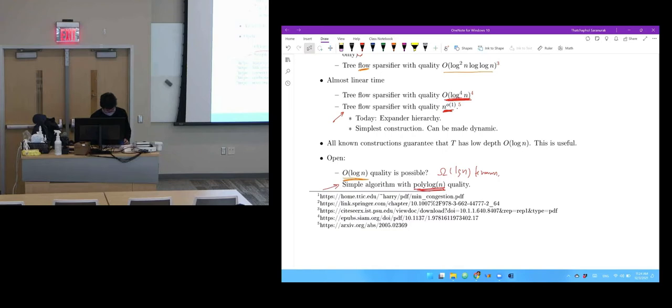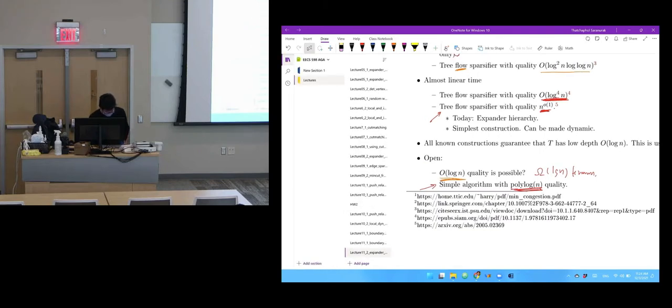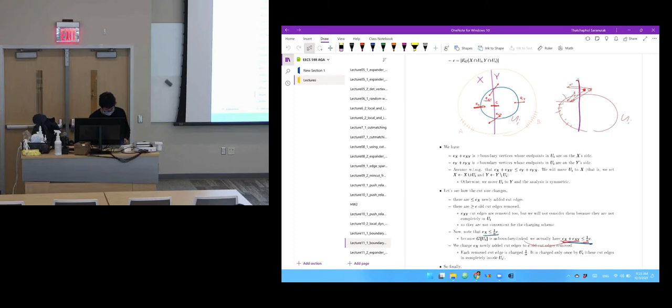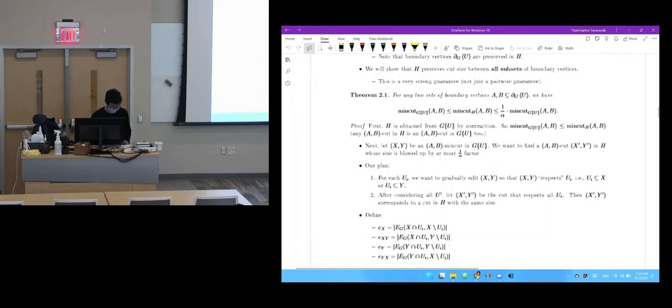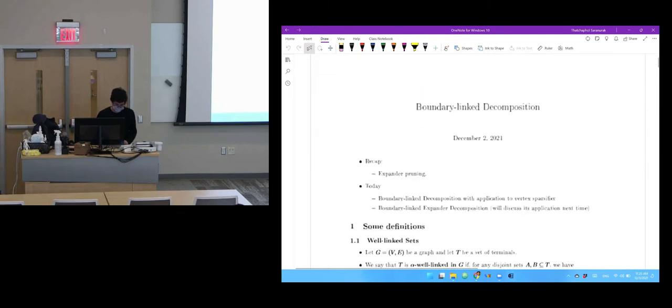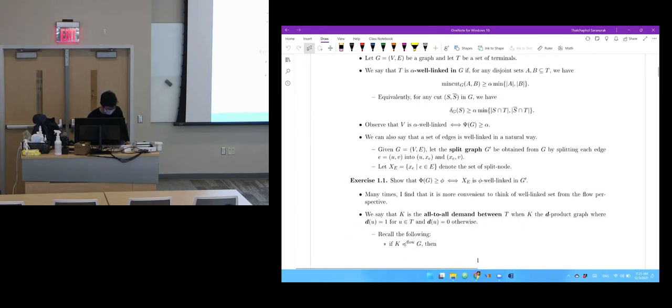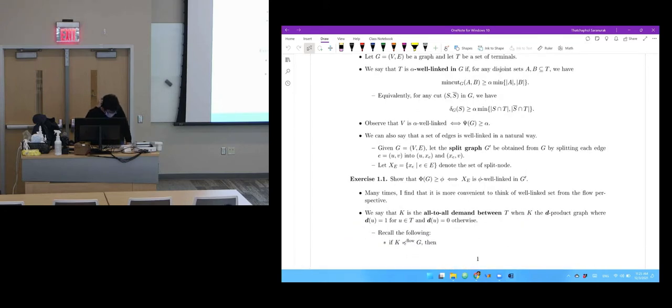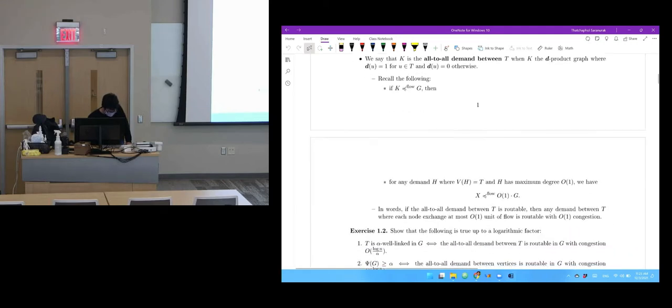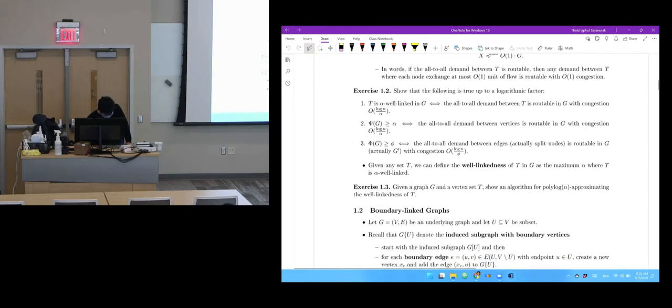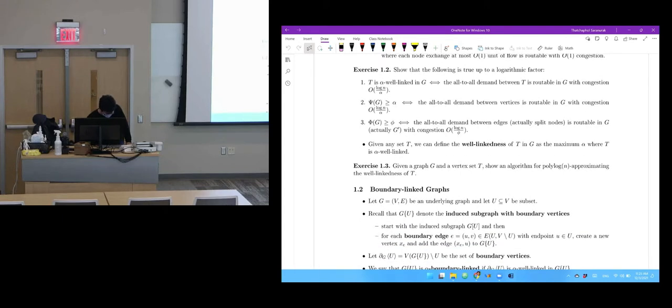Okay, so next week we're basically going to use this expander hierarchy to get approximate max flow in near-linear time, in almost linear time. But okay, let's look at some exercise that I didn't prove in class, and maybe it's useful to show it.